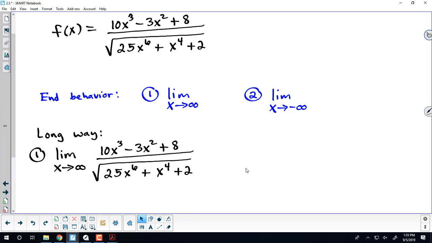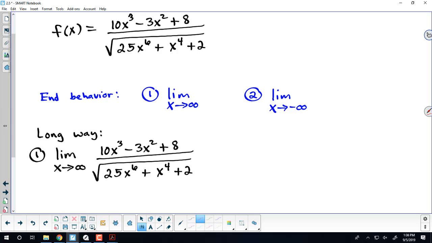All right, so if the longer way says we've got to take the highest power of x in the denominator and then divide everything through, I guess the reason to pause is to say, well, the highest power of x in the denominator looks like it's x to the sixth, right? But in reality, we're taking the square root of that.